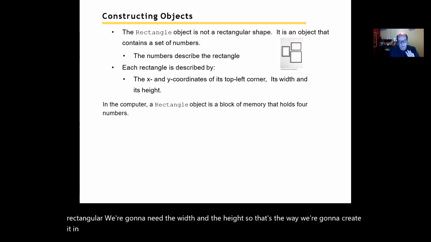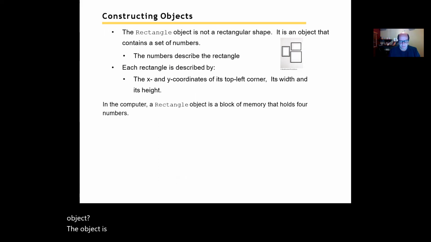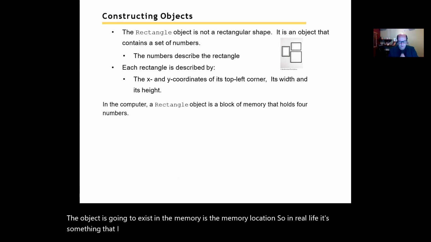Remember, in programming, when we're talking about the object, it is going to exist in the memory. It's a memory location. So in real life, it's something that I can touch and feel. On the computer side, it is going to be a memory space that we can address.